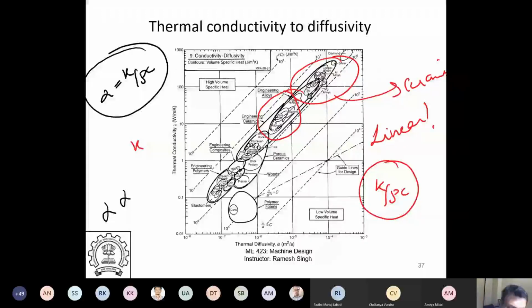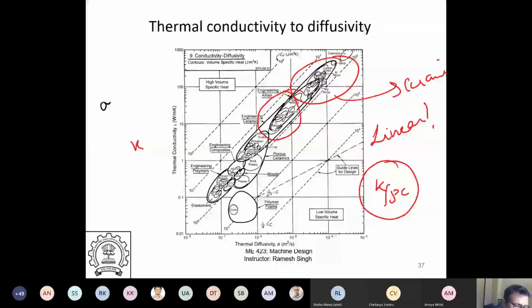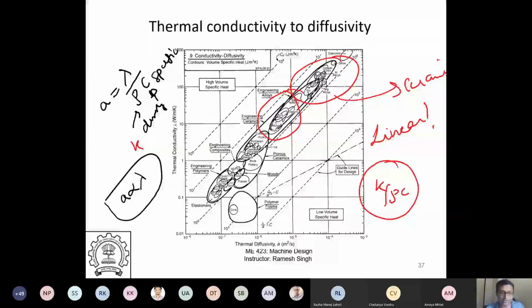Oh, actually they have used lambda here. So basically diffusivity, they have used A here because alpha they have used for thermal expansion coefficient. So A is equal to lambda over rho C. C is the specific heat. Rho is density. So ideally A and lambda should be proportional. But because there is rho in the denominator, you should get a line.